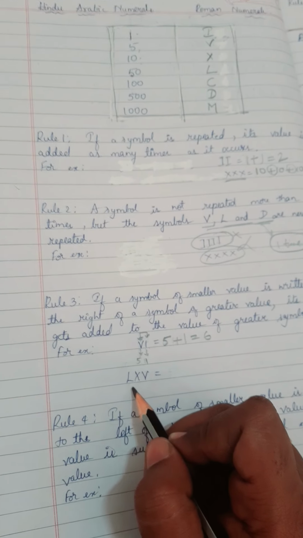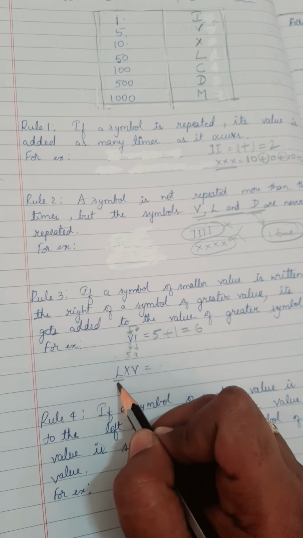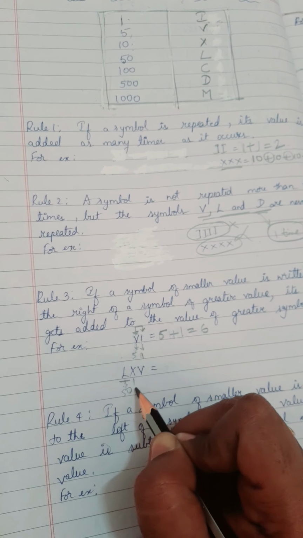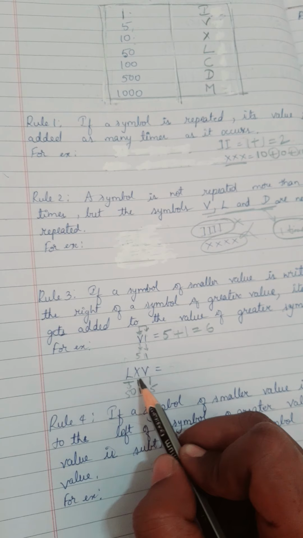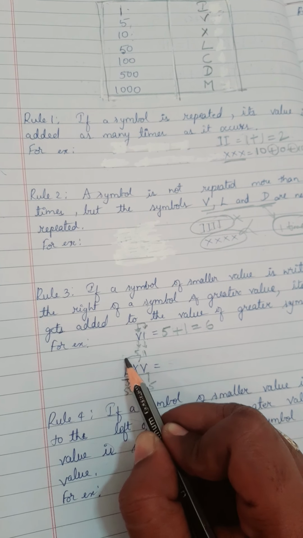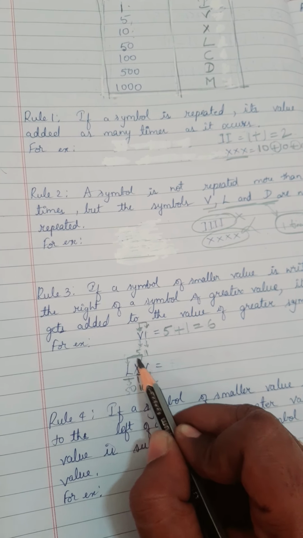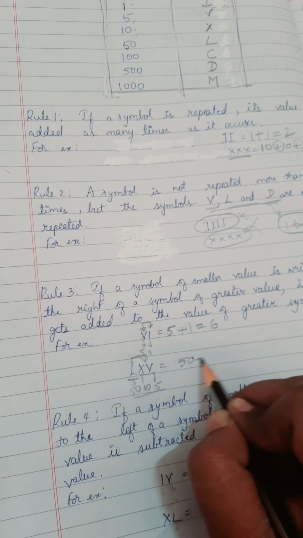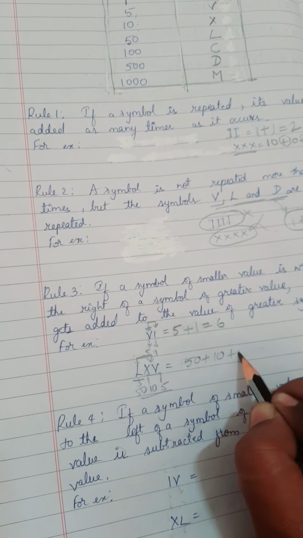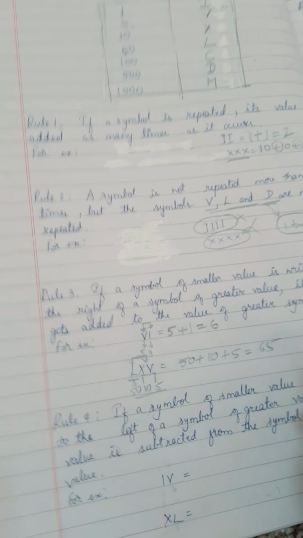If you take this example, here L is 50, X 10, V 5. You can observe that the smaller value is written to the right side of the greater value. So, we have to add all these numbers, 50 plus 10 plus 5, which is equal to 65.